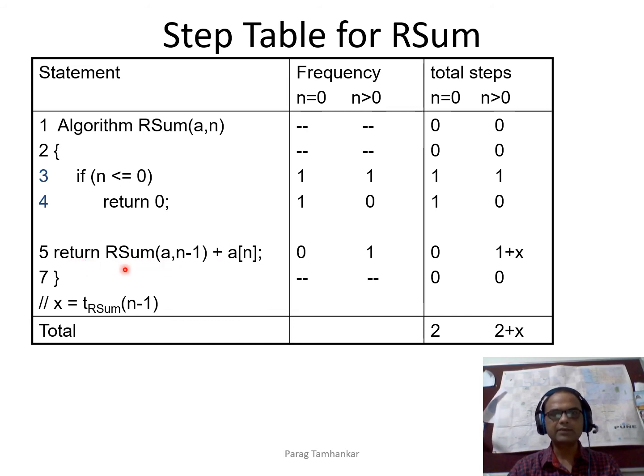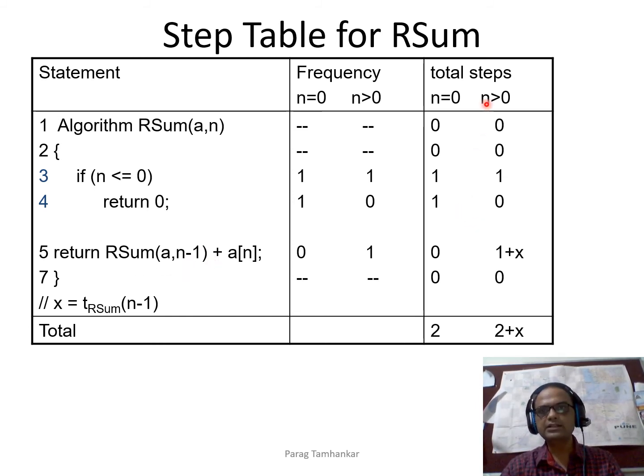And let's say the time required for this recursive call on input size n minus 1 is denoted as t r sum n minus 1, which we will denote with x, for example. So the time required for the fifth statement is actually 1 plus x. Why 1 plus x? 1 for that statement itself for returning and adding, and x is the time required for the recursive call to r sum on input size n minus 1.